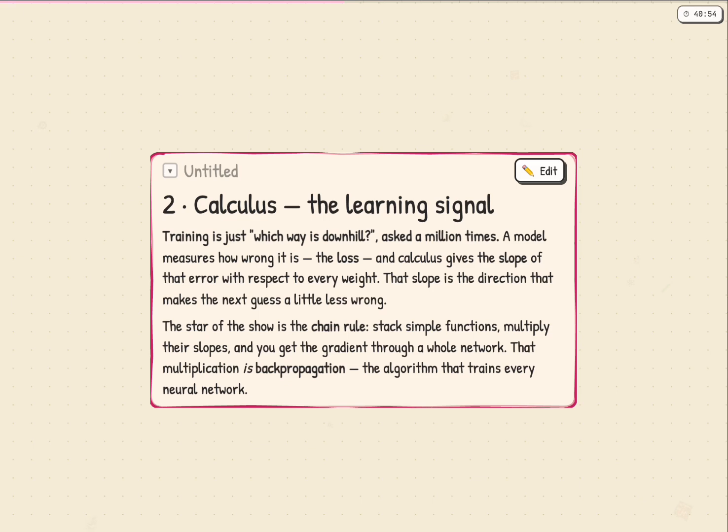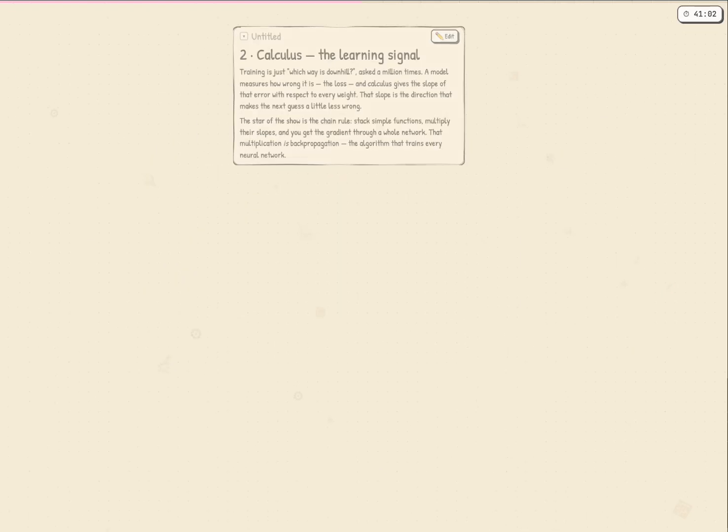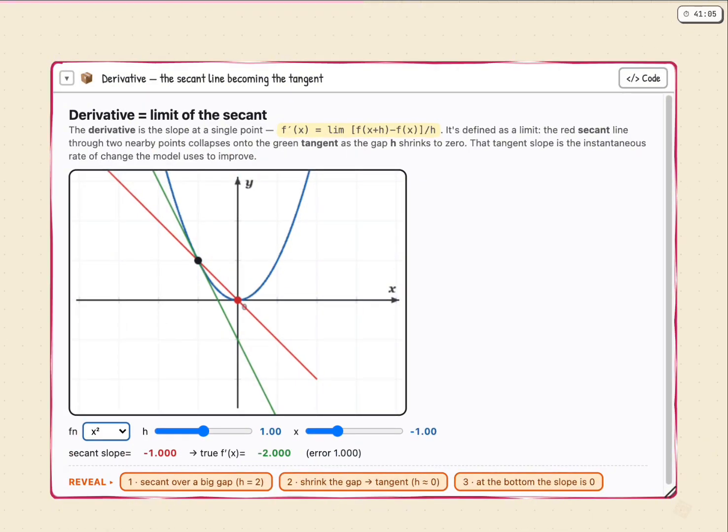Let's build that compass from the ground up, starting with the derivative. Everything in calculus starts here with one question. When I nudge the input of a function, how much does the output change? That ratio, change in output over change in input, is the derivative, and it's just a fancy word for slope. Let me make it concrete.